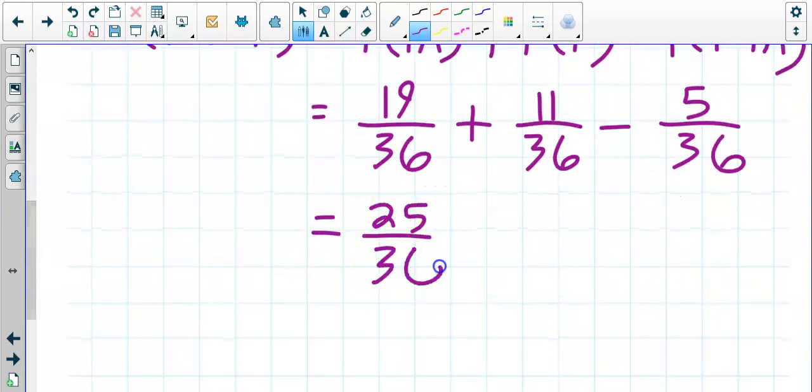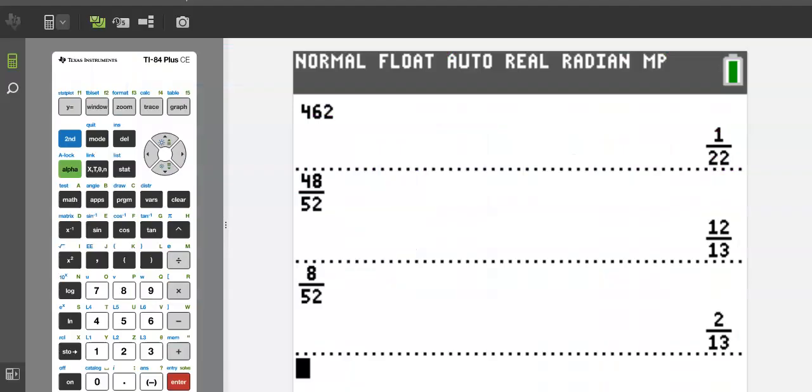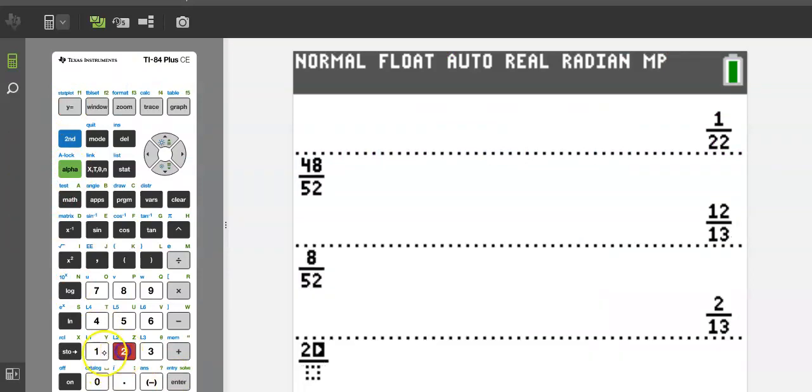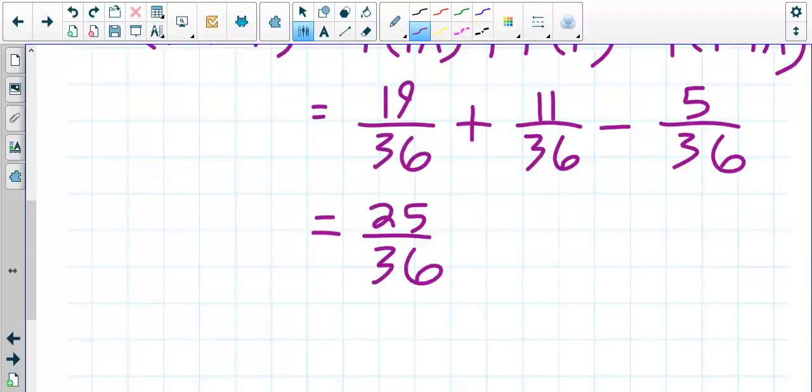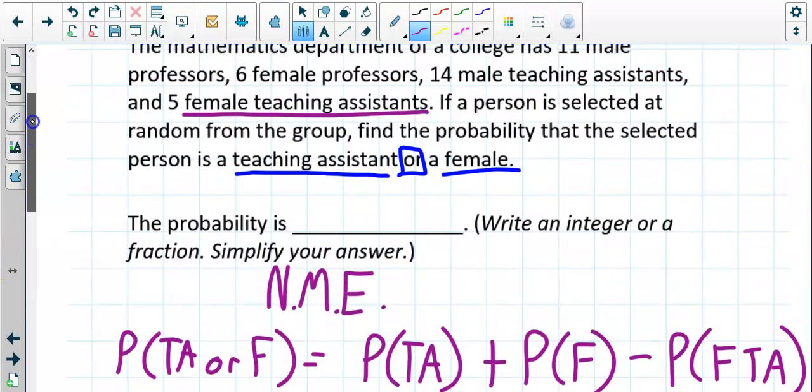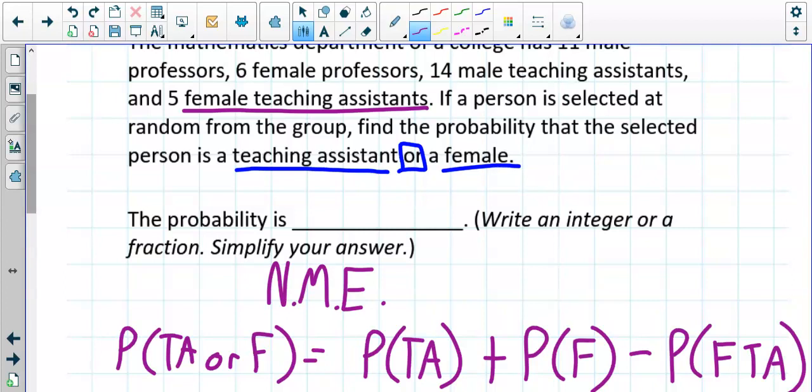out of 36. And again, just go to your calculator if you're not sure. Alpha, y equals, and check your fraction. 25 out of 36. And it should be in its lowest form because nothing can divide both 25 and 36. Again, if you're always unsure, you can double check it. So our probability of being a teaching assistant or female is 25 out of 36.